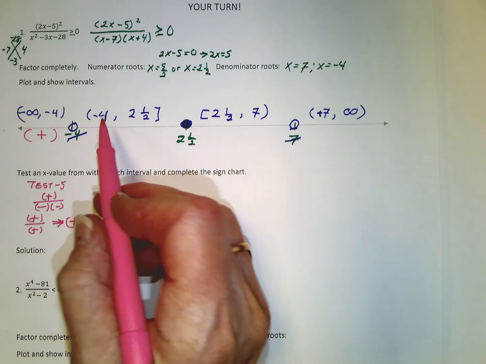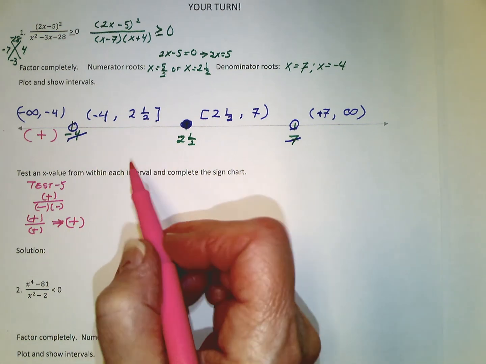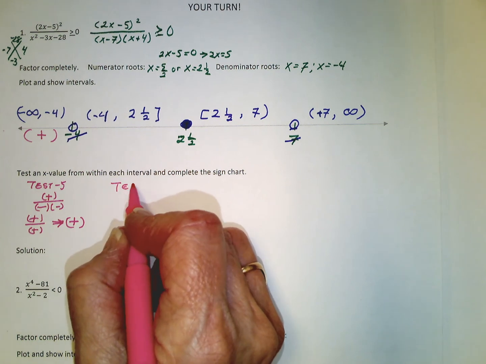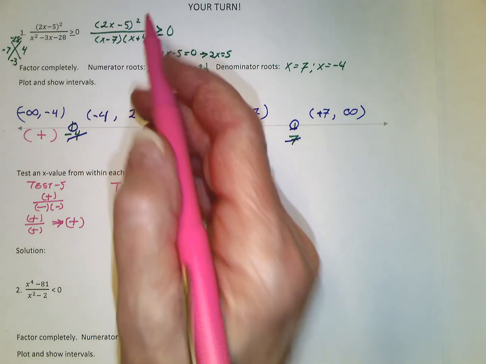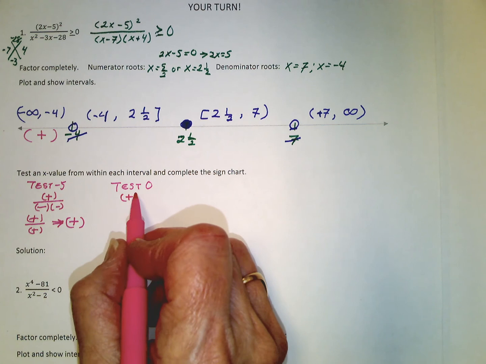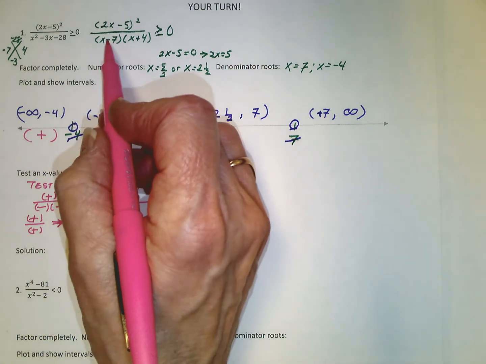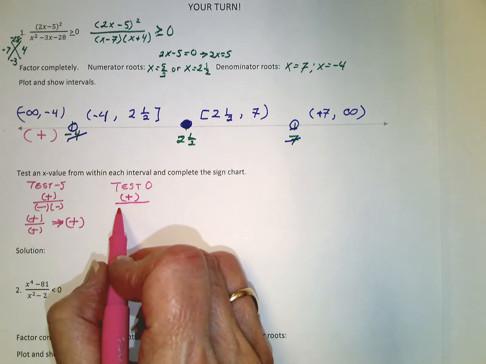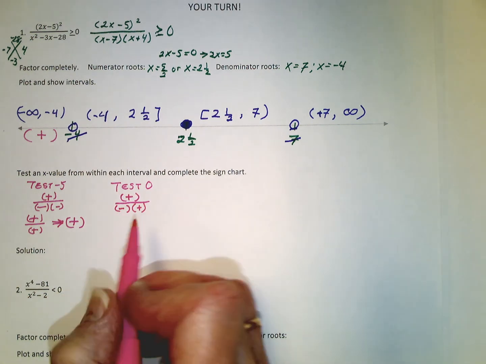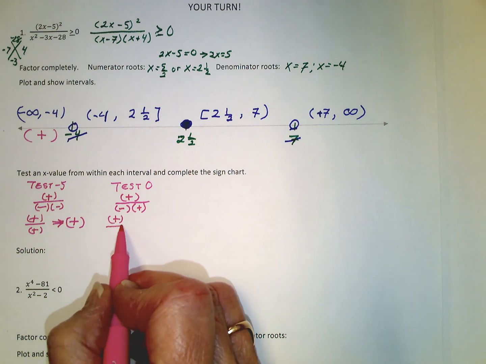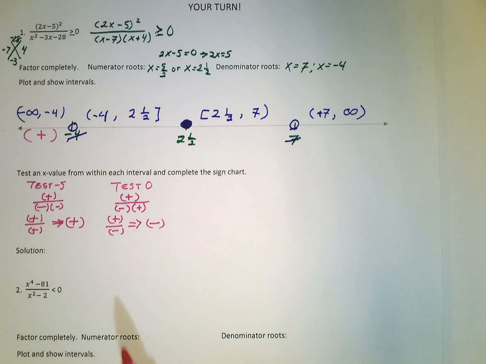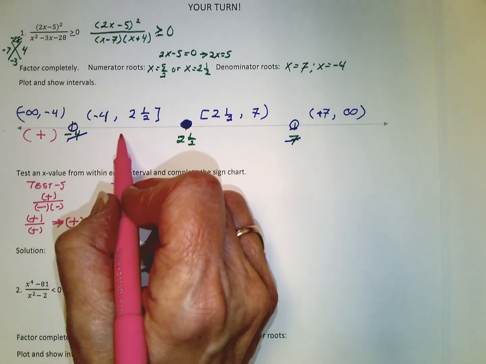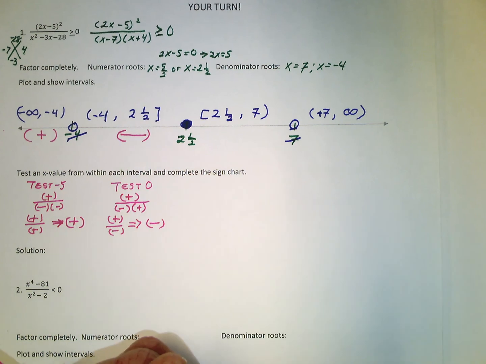Now we need to pick a number between negative 4 and positive 2.5. I'm going to pick 0. 0 in here means negative 5, but squared is going to be positive. 0 in here, this is going to be negative, this is going to be positive. So we're going to have a positive numerator over a negative denominator. Overall, that's a negative result. No matter what x value we pick in this interval, the fraction will come out negative. Got a little carried away with that negative sign there.